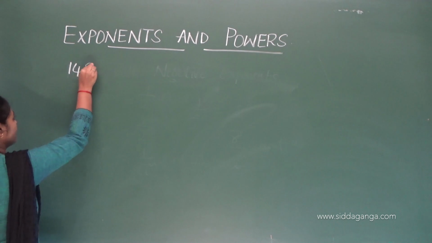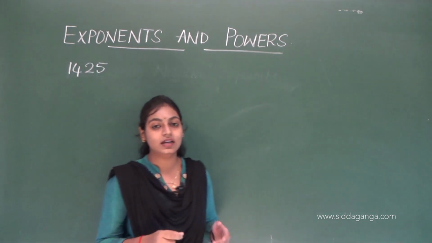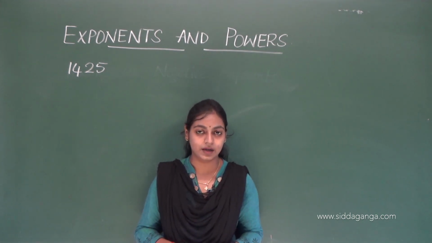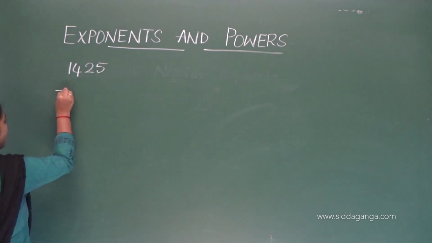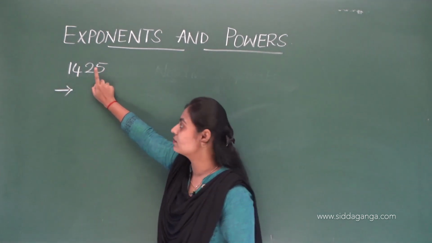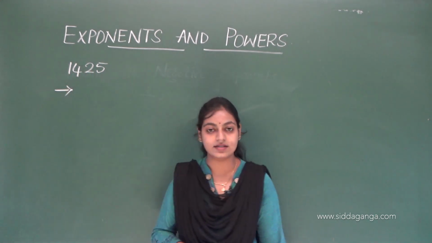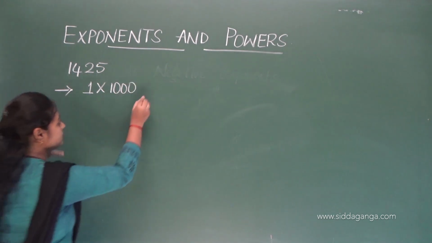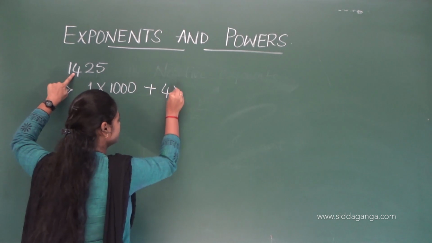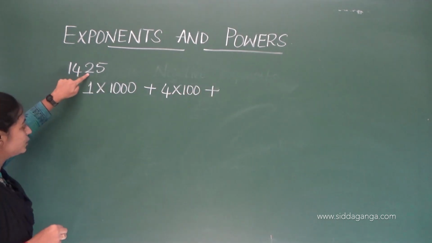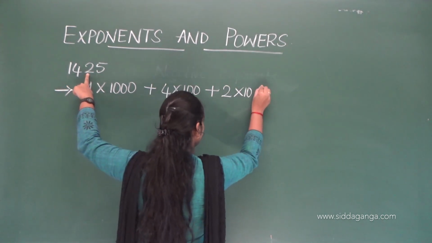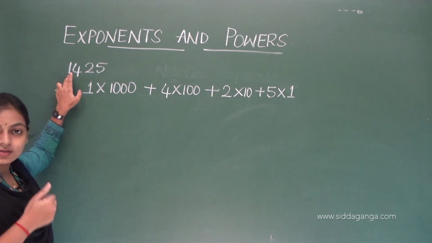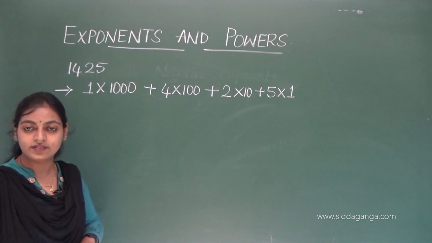One example, 1425. In lower classes you learned how to write numbers in expanded form. So we write 1425 in expanded form, with exponents. First, how did you write it in expanded form? 5 is in the units place, 2 is in the tens place, 4 is in the hundreds place and 1 is in the thousands place. So we can write it as 1 into 1000 plus 4 into 100 plus 2 into 10 plus 5 into 1.